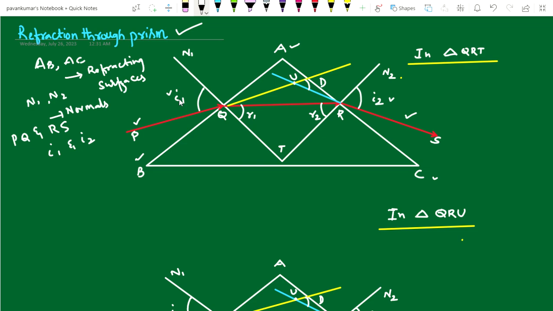Here, in the case of refraction through a prism, light must travel from air medium to glass. Because of the change in the medium, there will be refraction and the angle of refraction is given by R1. Again, from glass to air, there is another refraction, so here R2 is the angle of refraction. So, in a glass prism, there exist two refractions. One is from air to glass and the angle of refraction is R1, and another one is from glass to air and the angle of refraction is R2.